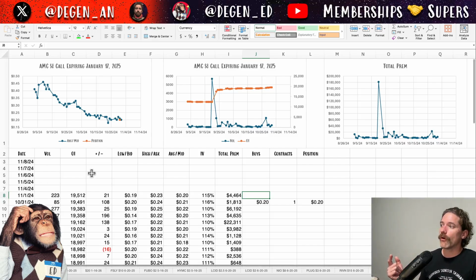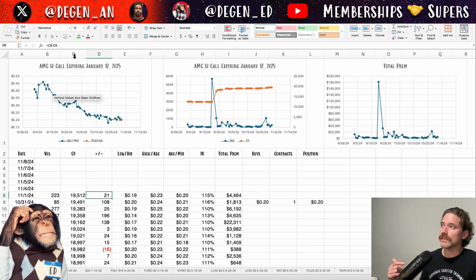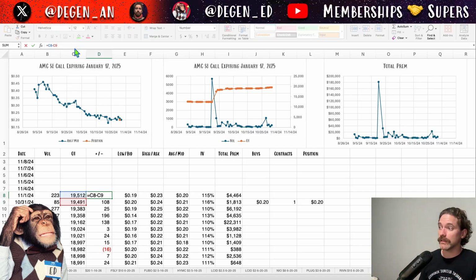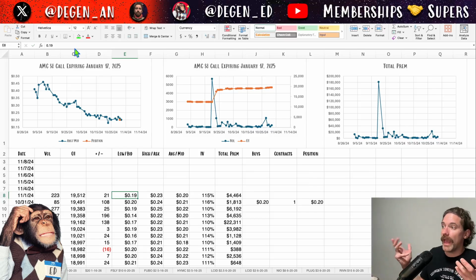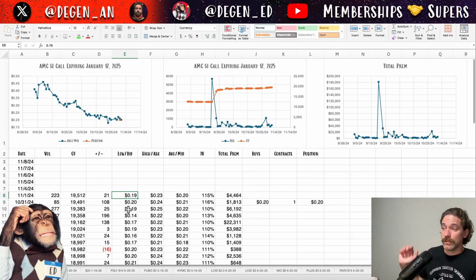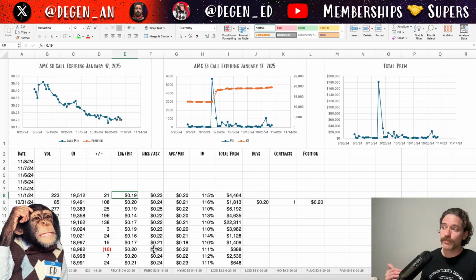Anyways, here we've got the volume, then we've got the open interest, and then the change between the previous day and the current day in the open interest. That is just calculated up here. You can see it's just the difference between those, and that's the same data that you get from Unusual Whales. I just have the math done here. Then I have the lowest price for the day, the highest price for the premium for the day, and then the average. Here is the implied volatility, or IV.